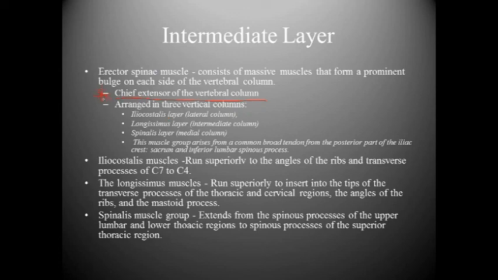The iliocostalis muscles run superiorly to the angles of the ribs and transverse processes of C7 through C4. The longissimus muscles run superiorly to insert into the tips of the transverse processes of the thoracic and cervical regions, the angles of the ribs, and the mastoid processes. The spinalis muscle group extends from the spinous processes of the upper lumbar and lower thoracic regions to the spinous processes of the superior thoracic region.